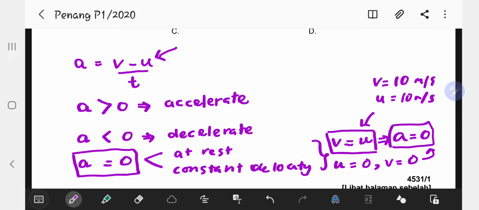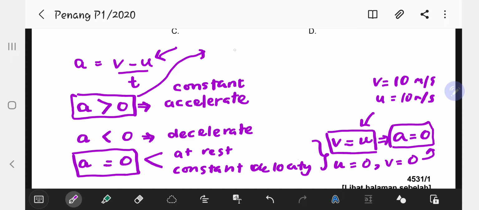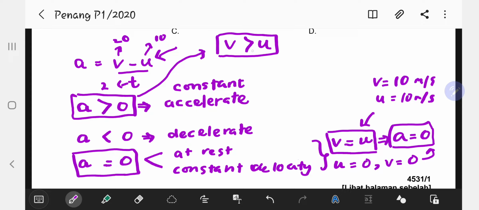Okay, so there are two conditions where A equals 0. Now, the question is asking about constant acceleration, so we look at the value of A more than 0. When will that happen? A will be more than 0 if V is more than U. Let's say V is 20, U is 10, and T is 2. So 20 minus 10 is 10, 10 divided by 2 will be 5. So the object is having constant acceleration. If V is bigger than U, the final displacement, let's say S2, should be more than the initial displacement, so the displacement should increase.